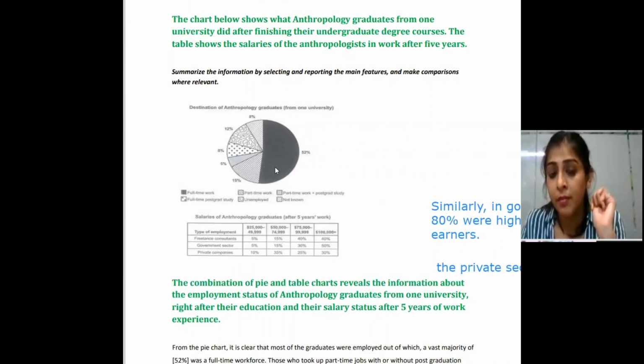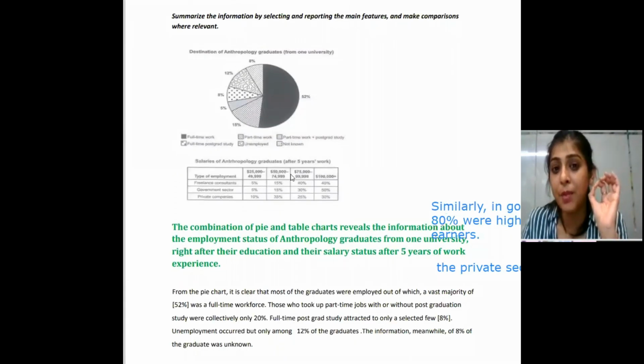And what's the link? In the pie chart, you can see the majority of the anthropology graduates were employed. They were simply employed. Got it now? Fine. And similarly, the majority of them were earning high wages. Why majority? 80%, 80%, 55%. Got it now? So what's the link? That they have enjoyed a decent employment status and a decent salary status.